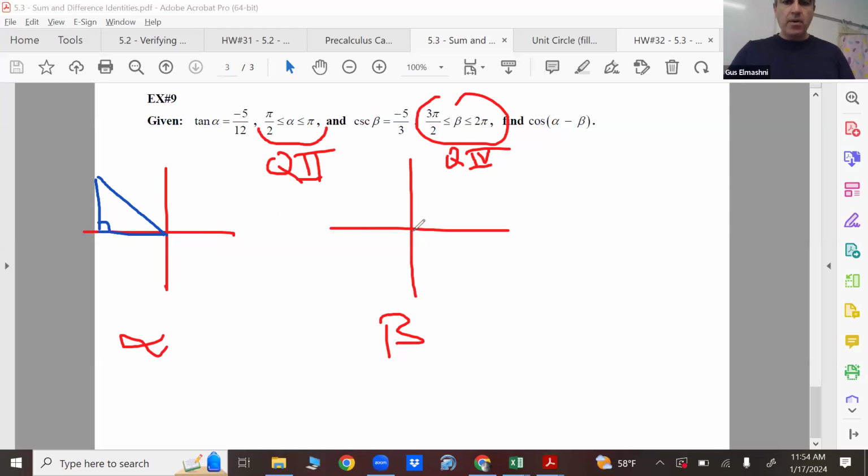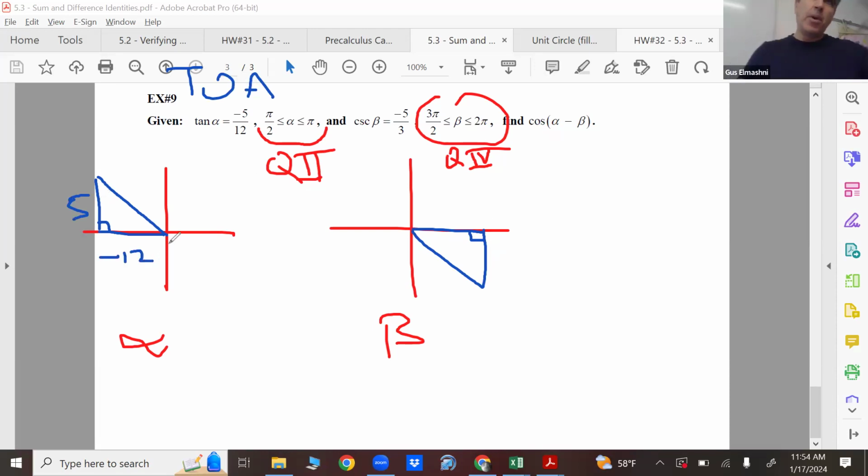For quadrant 4, it's going to look like that. Okay, TOA, right? TOA. Opposite, negative 5. And the bottom, well, actually, technically, it's going to be this, 5 and negative 12. Technically, it's that, because when you're pointing up, you're positive. When you're pointing left, you're negative, right? If you're pointing down, you're negative. Pointing right, you're positive. So for the next one, that's tangent, right?